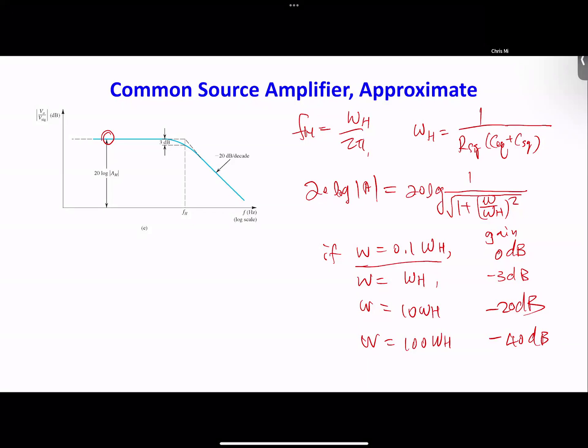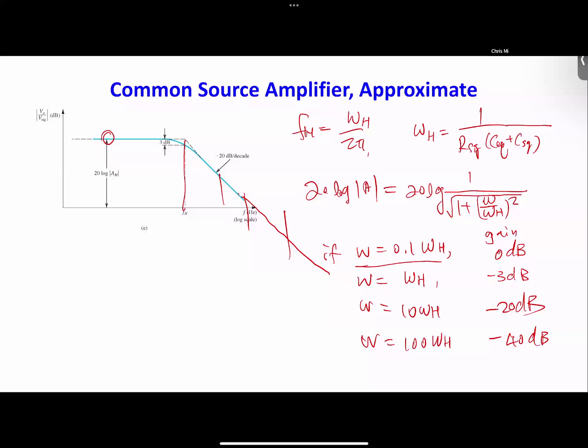So minus 40 dB. That's probably better to explain now why it's called 20 dB per decade. Because for every increase of frequency by 10 times, your dB drops by 20. So that's why we call it minus 20 dB per decade. From here to here is 20 dB, and from here to here 20 dB. So it just keeps dropping. Every time it's going to drop 20 dB.